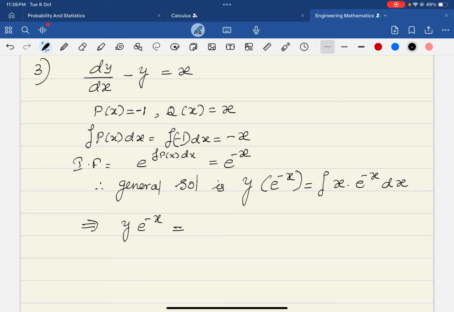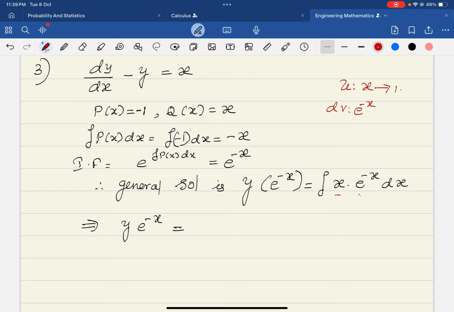How can we rewrite this? By using the method of integration by parts. This is x into e raised to minus x. You know the Bernoulli's form. So, what is u here? u is x and dv is what? e raised to minus x.